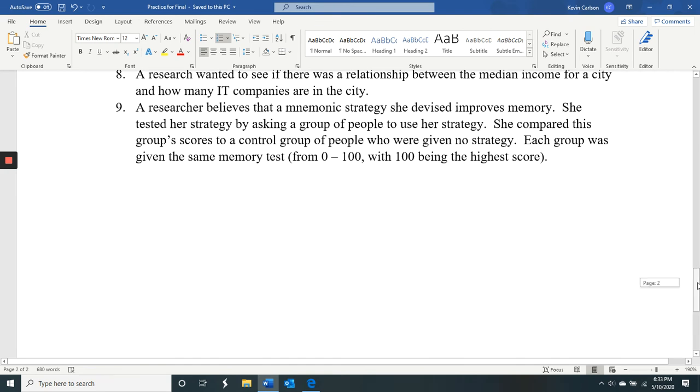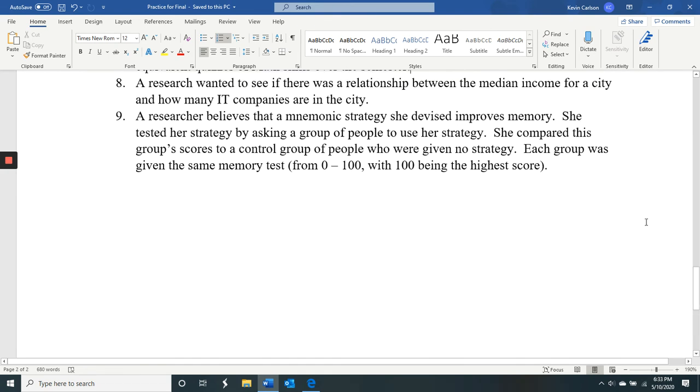Number 8, sorry about this. So, relationship between median income and how many IT companies are in a city. Median income is money, so we know that's ratio. At the very least, it's fine if it's approximating interval, but it's ratio in this case. How many IT companies? You could have 0 companies in your city, so this is ratio also. So we have 2 ratio variables, and we want to see if there's a relationship between them.